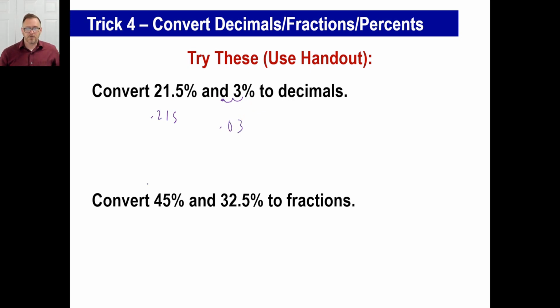Okay. Convert those to fractions. Well, first off, let's convert this to a decimal. What is 45% as a decimal? You just move it over twice, right? So 0.45. To make it into a fraction, you just stick it over a 1, right? Everything's a fraction. Move it over twice to make it 45, and then move it over twice to make it 100. And then, of course, 5 goes into both of those, and that is your fraction reduced.